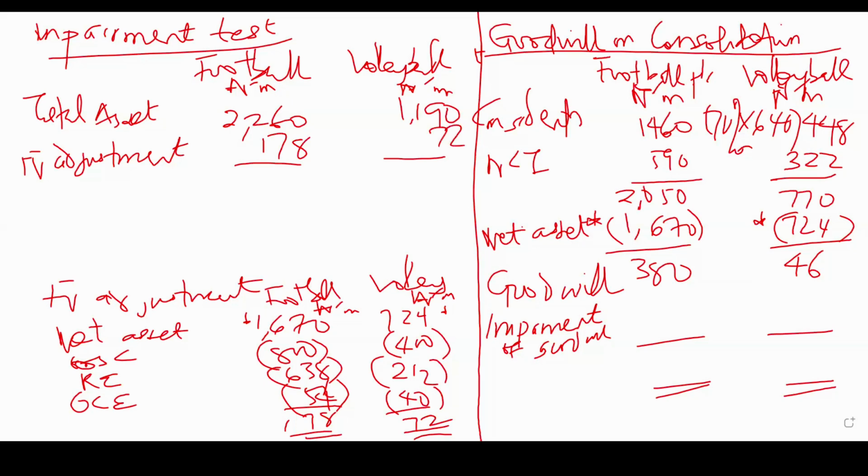If I add this together, the adjusted total assets is how much? Somebody help me with this. 2438. 1262.